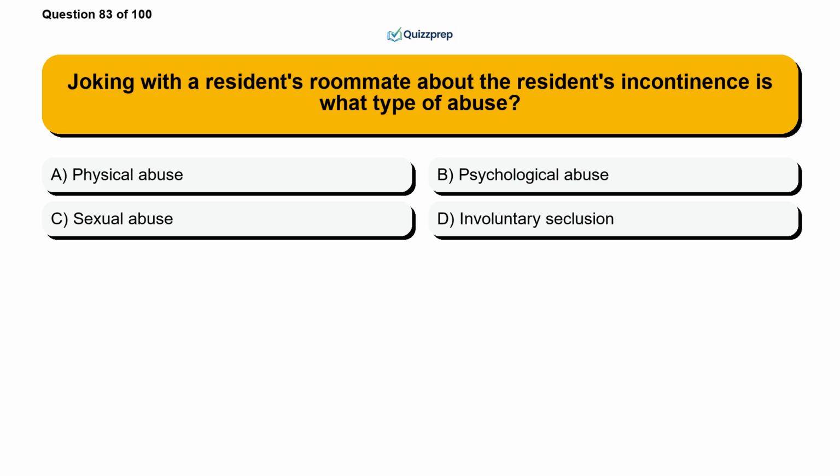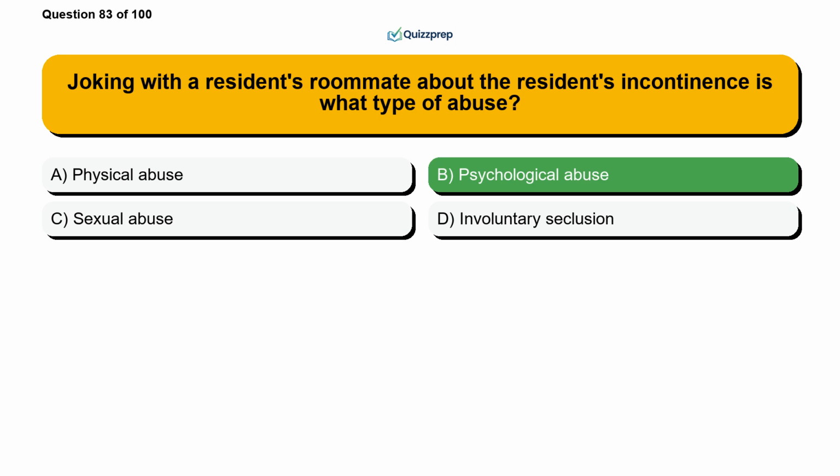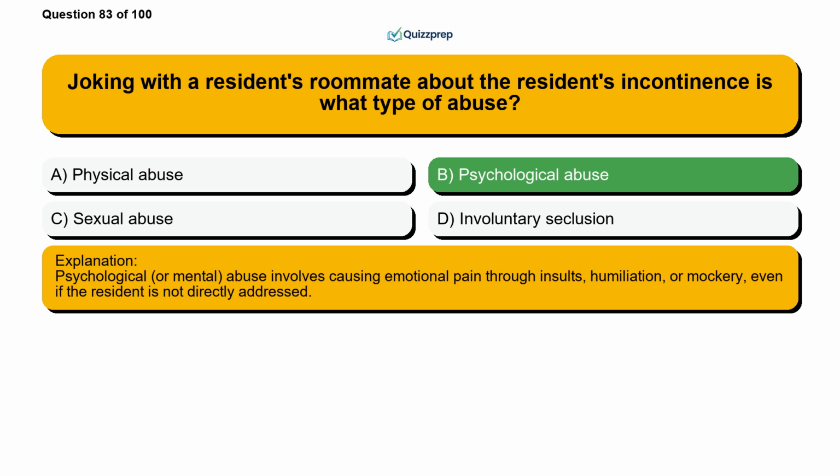Question 83. Joking with a resident's roommate about the resident's incontinence is what type of abuse? Option A, physical abuse. Option B, psychological abuse. Option C, sexual abuse. Option D, involuntary seclusion. The correct answer is option B, psychological abuse. Psychological, or mental, abuse involves causing emotional pain through insults, humiliation, or mockery, even if the resident is not directly addressed.